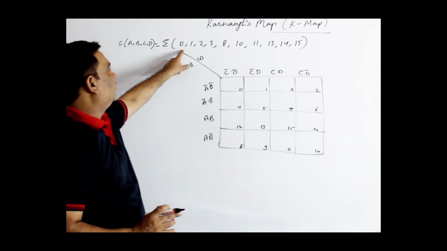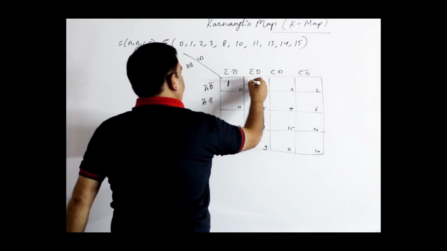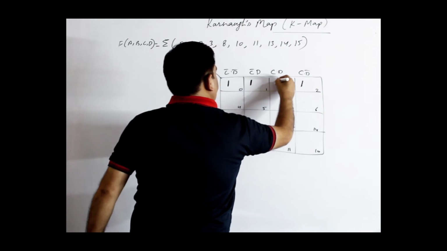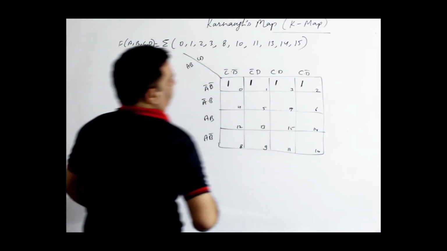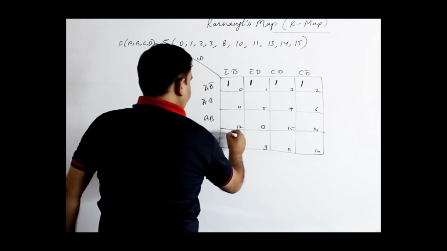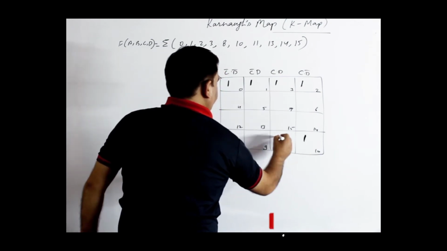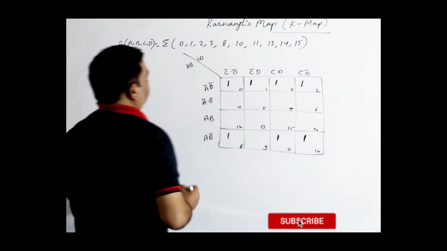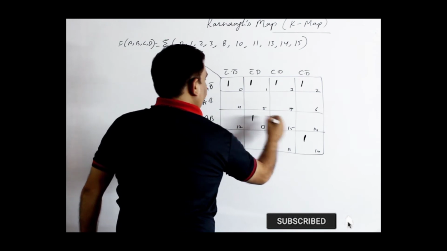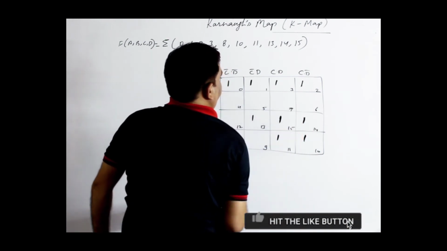Now fill these designations 0, 1, 2, 3. This one I have filled. Then 8, 10, 11, and 13, 14 and 15.